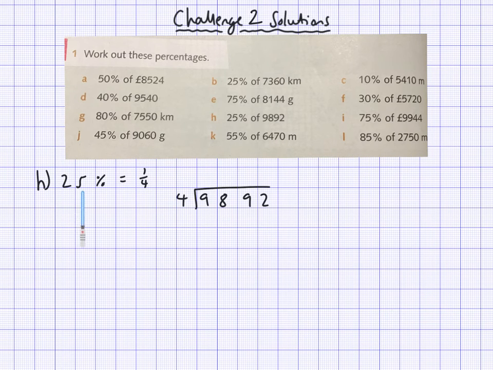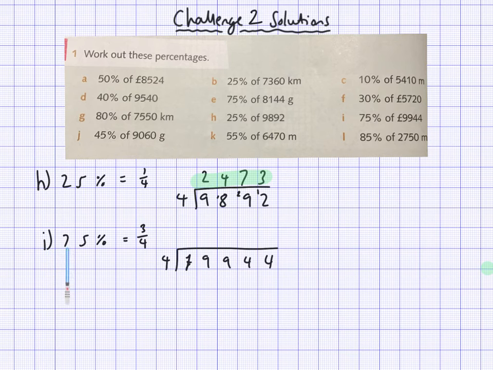For H, we're finding out 25%, which we know is equivalent to a quarter. If you want to find out a quarter of something, you divide it by 4. So 9,892 divided by 4. And when I did that, I got 2,473. In I, we're working with 75% again, so that's 3/4.